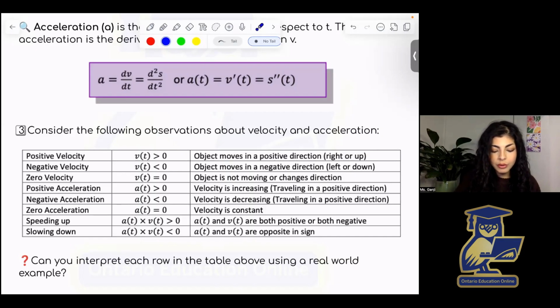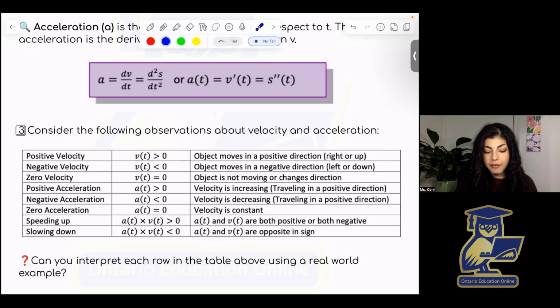So for example, positive velocity is going to be when v of t is greater than 0. And this means the object is moving in a positive direction. Usually we associate moving right or moving up with a positive direction. So in examples of a rocket going into the sky, or a ball being thrown up, it is always that up motion that's positive for us. Now, a negative velocity, which is v of t less than 0, is when an object moves in a negative direction. And again, that's left or down.